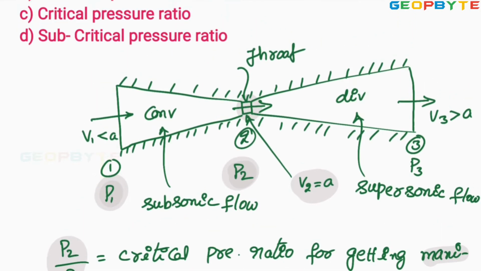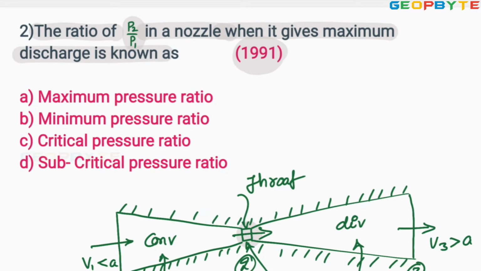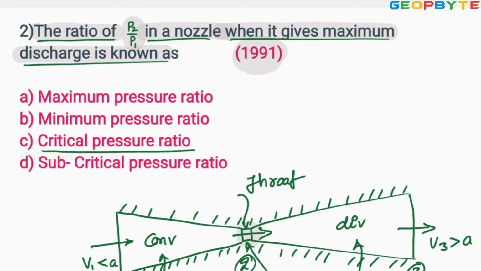Now let us go for the options. Once again, let me read the problem. The ratio of P2 by P1 in a nozzle when it gives maximum discharge is known as critical pressure ratio. Therefore, option C is absolutely correct. I hope all of you clearly understood. Let us go for the next problem.